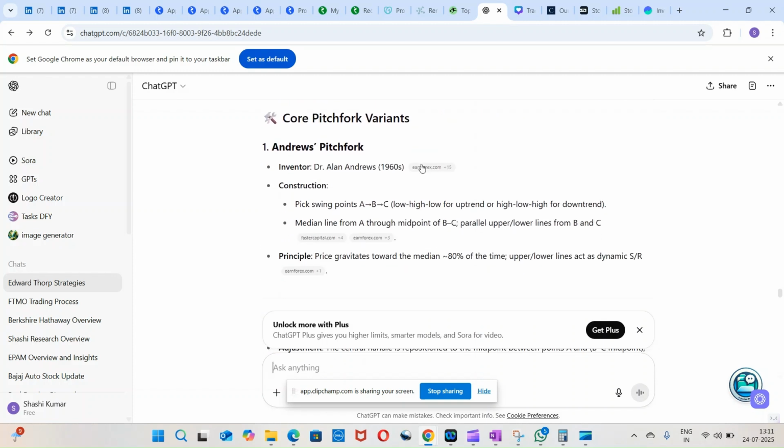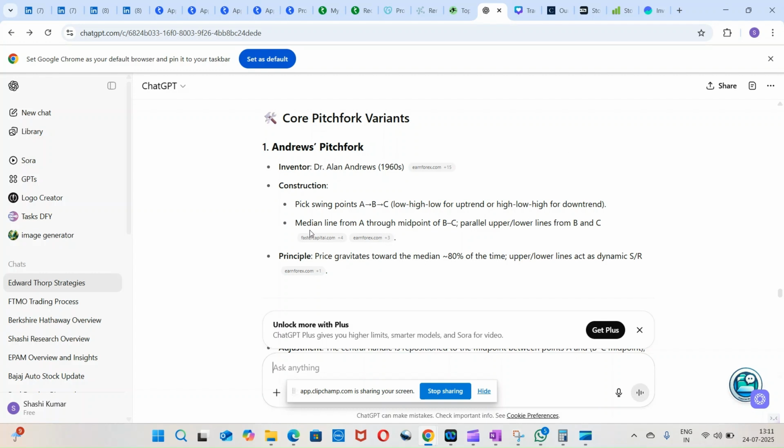The first thing is the pitchfork variants. There's one called Andrews Pitchfork. The inventor is Dr. Alan Andrews, who invented it in 1960. So how do you construct this pitchfork? You pick swing points A, B, and C, which are low, high, and then low for an uptrend, and for a downtrend, high, low, and high. This is how you pick the swing points.